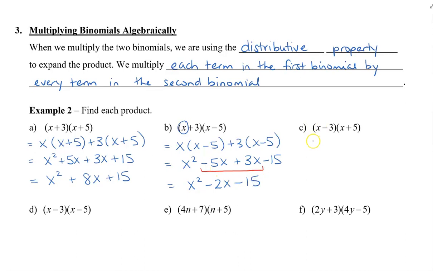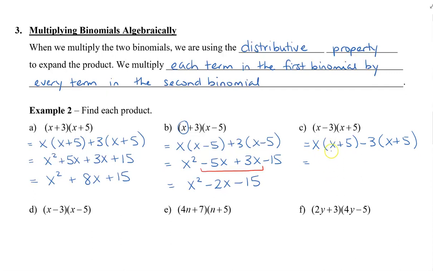All right, let's do one more in this row here, where the first binomial has a minus now. So we have x again, first term in the first binomial, multiplied by x plus 5. And then we have the second term in the first binomial, which is a negative 3, and then x plus 5.